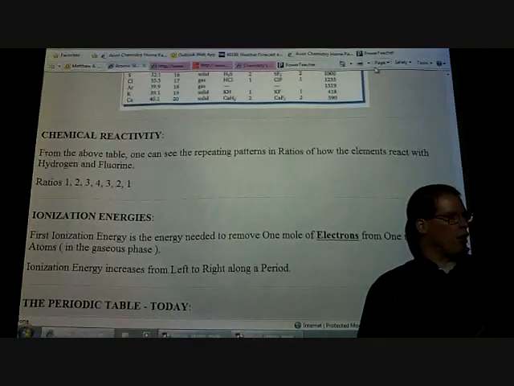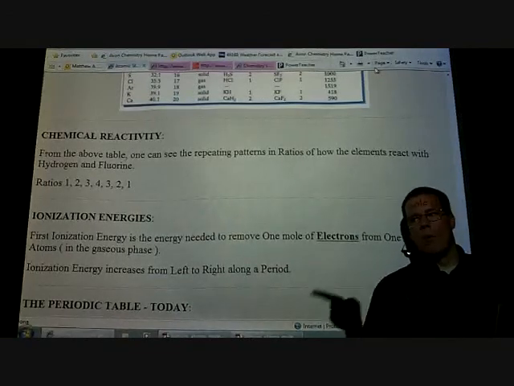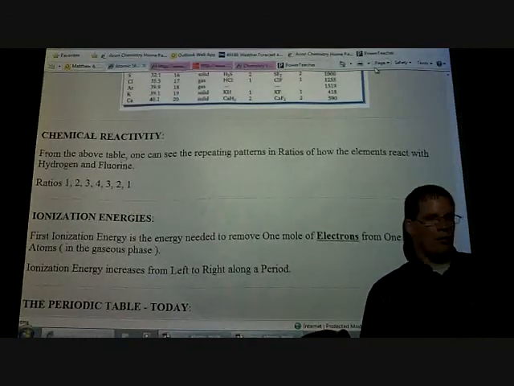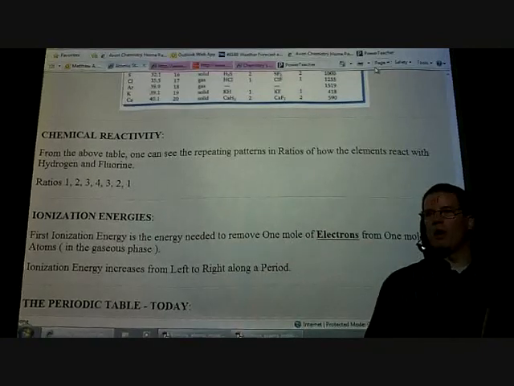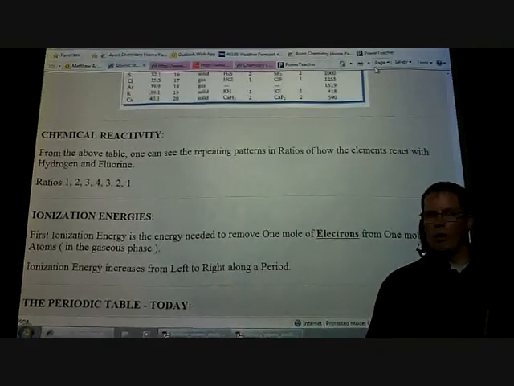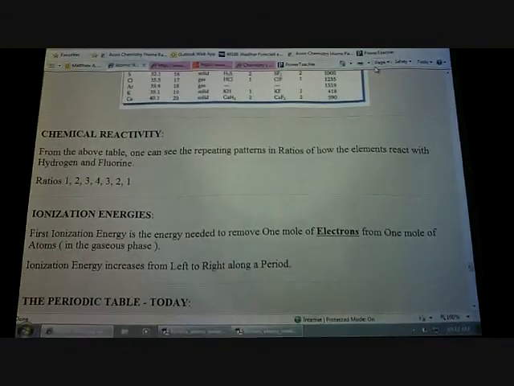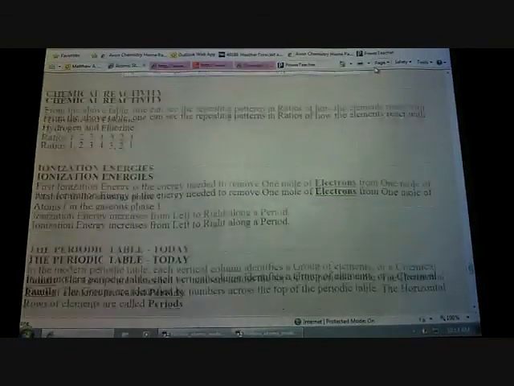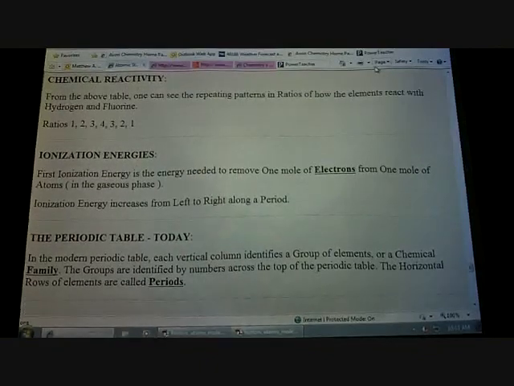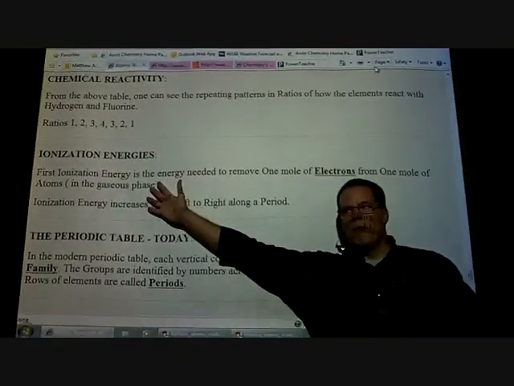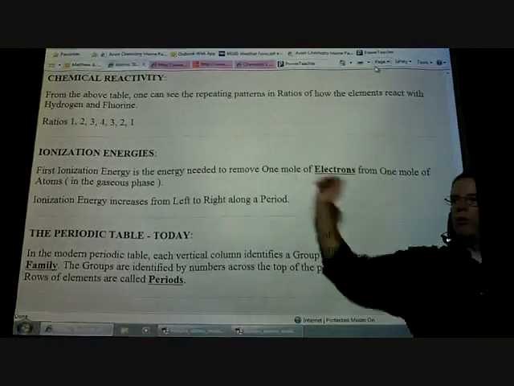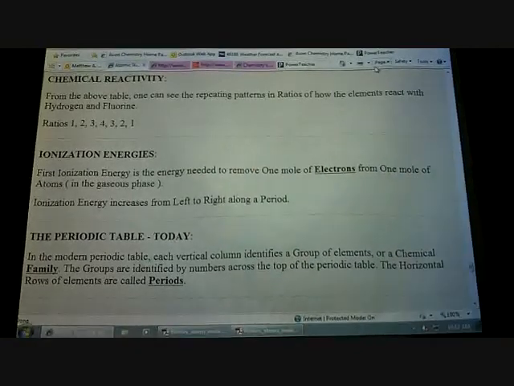An ion is a charged particle. In other words, it has either one more electron than the number of protons, or one less electron than the number of protons. Okay? So it's charged. That's what an ion is. And you need these ions to function in your body. So the ionization energy is the amount of energy needed to remove an electron from that atom. We'll talk more about that later on as well.